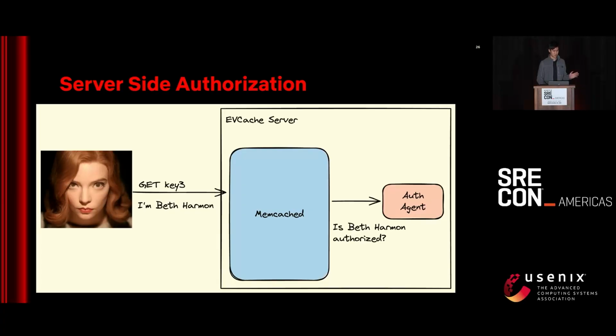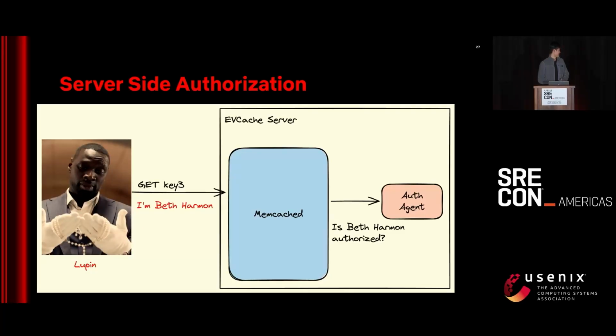So the client here, Beth, is asking for certain information, and she says, okay, I'm Beth, by the way, and asks Memcached to return some sensitive information. Memcached goes and asks the auth agent. The authorization agent says, okay, yes, Beth is allowed to access this information. Okay, all good, right?